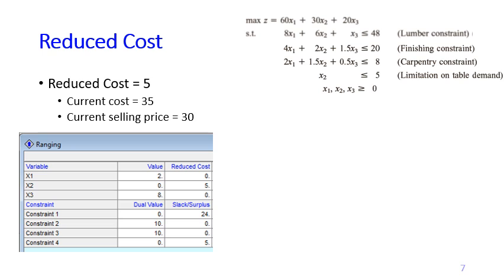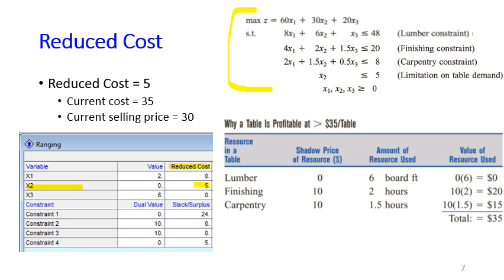Now, one of the columns in the previous slide is called reduced cost. For example, x2 has a reduced cost of 5. If you recall, this is the Dakota problem example, and x2 in Dakota is the table. When we talked about duality and shadow price, we saw that the value of the resources used to produce a table equals 35. So the current cost equals 35. However, the selling price is only 30. That's why we do not produce tables.